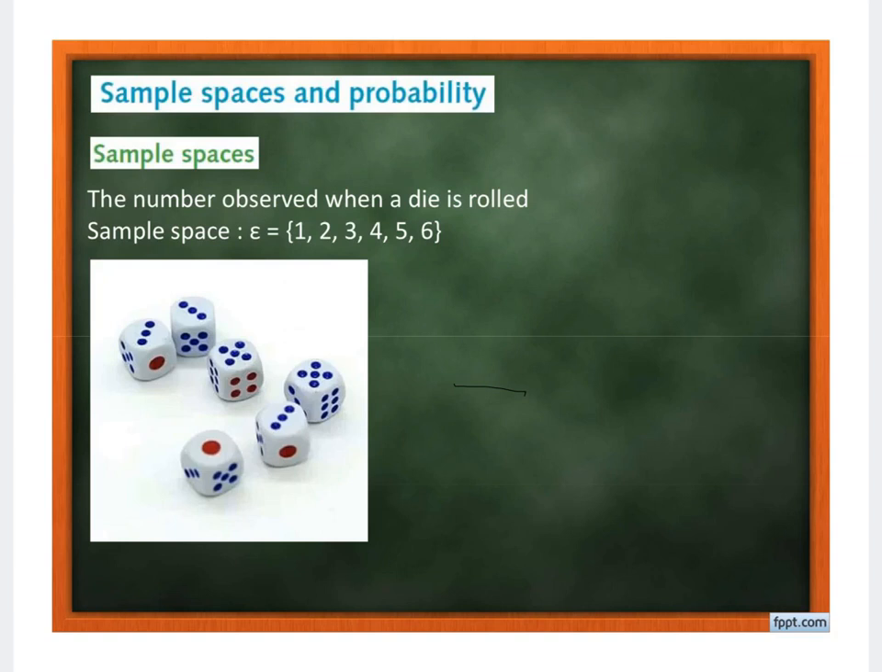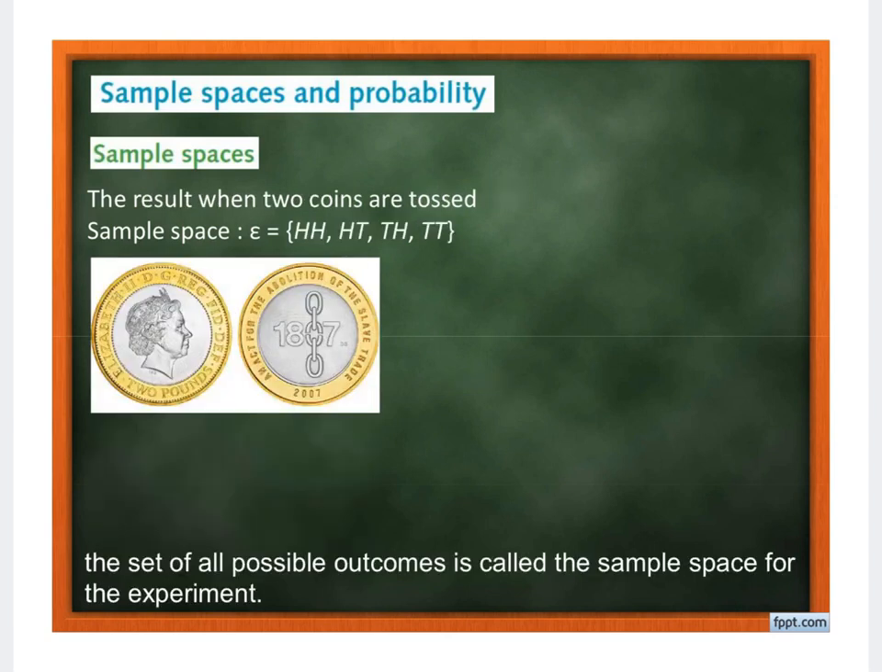Sample spaces. Sample space is the set of all possible outcomes. For example, the number observed when a die is rolled. The sample space is 1, 2, 3, 4, 5, and 6. The set of all possible outcomes is called the sample space for the experiment.